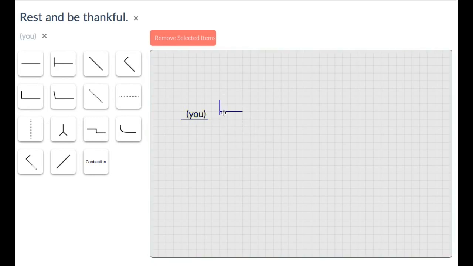Subject goes on the left side of the diagram, and then the predicate part of the sentence goes on the right side. So in every sentence diagram that you'll ever see, you will notice this horizontal line and this vertical line. So everything to the left of it is the subject, and everything to the right of it is the predicate, or the verb. And our sentence, rest and be thankful, actually has two verbs. Rest is a verb, and be is a verb. They're connected by this word here, which is a coordinating conjunction.